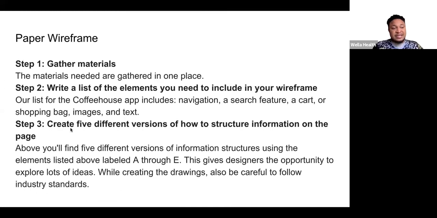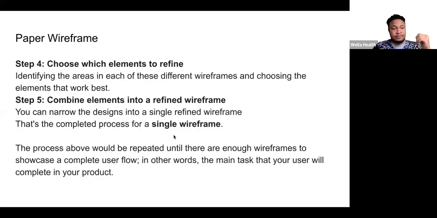So sometimes the advice is that you create 5 different versions of how you want to structure the information on that page, and then you pick out, of course, this is like brainstorming, right? The same concept behind brainstorming. Draw out 5 different concepts of how you want that page to look like, and then you pick one, or you pick a combination of them to move forward. Then you choose which elements to refine, you choose which ones to combine, etc., etc.